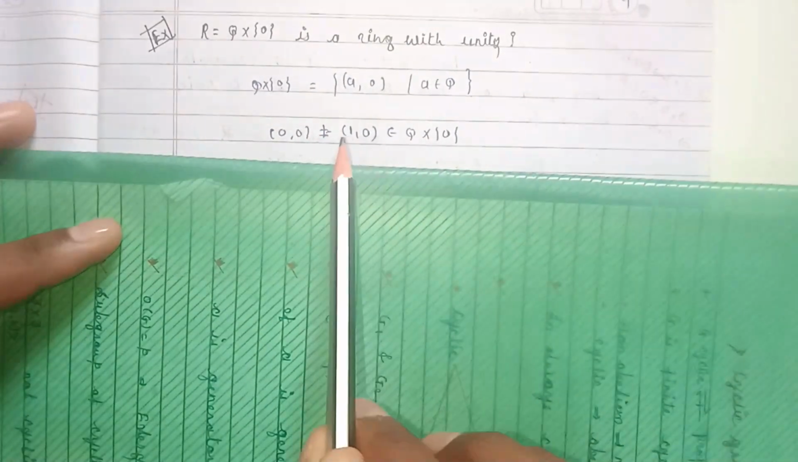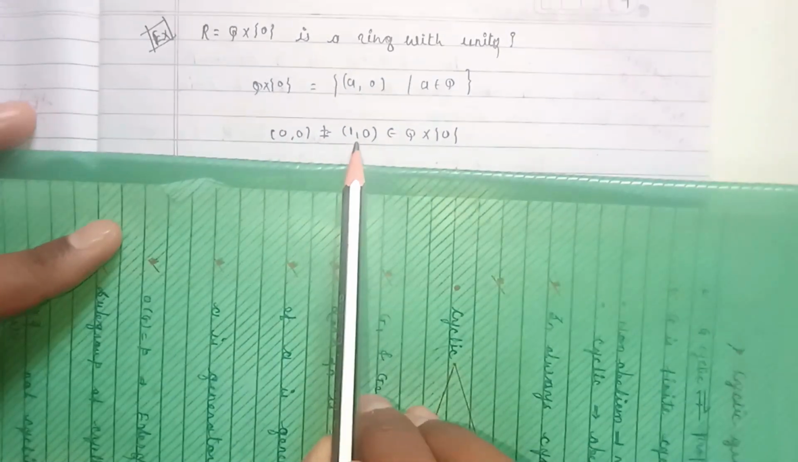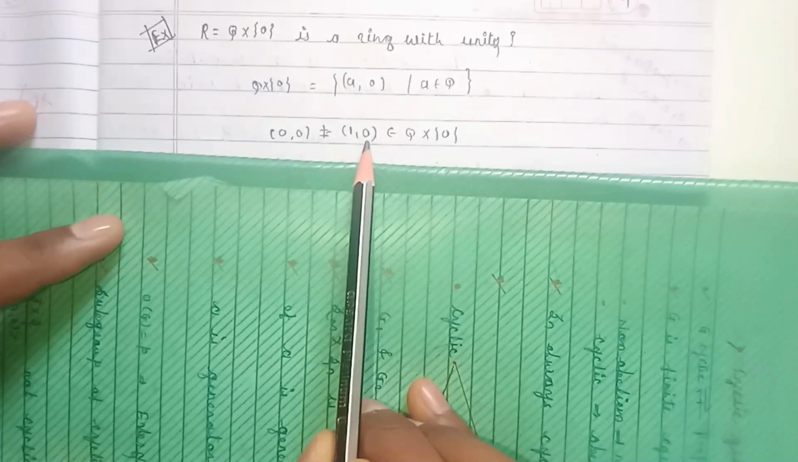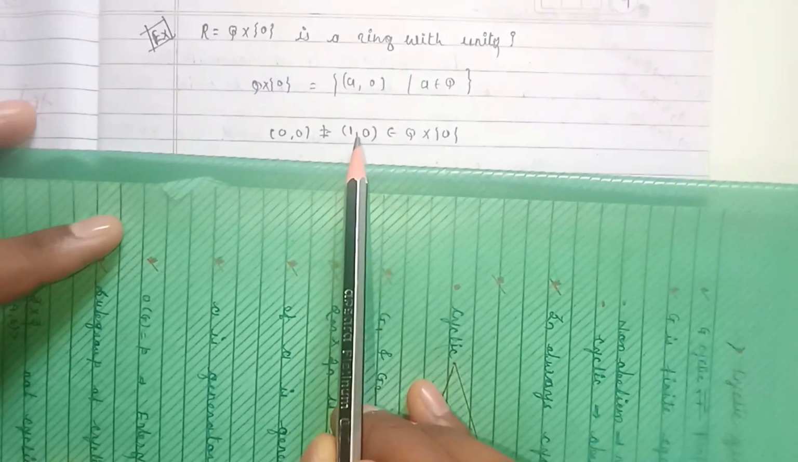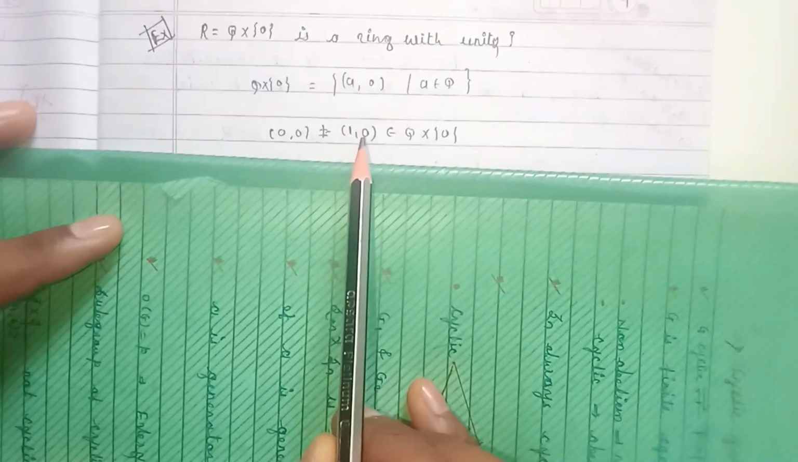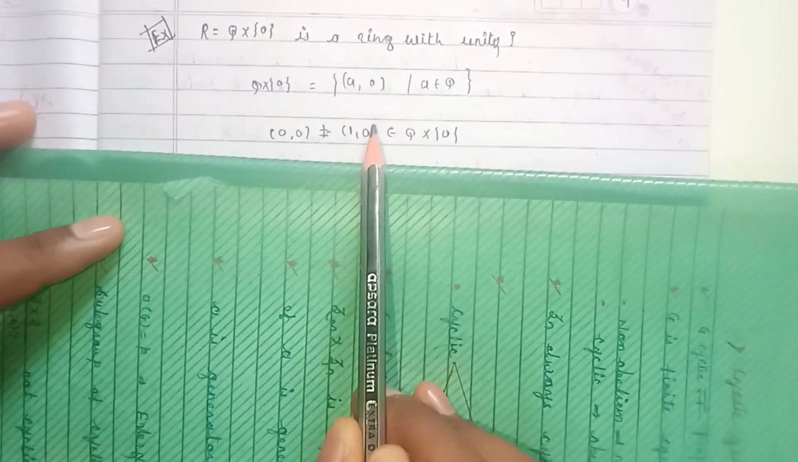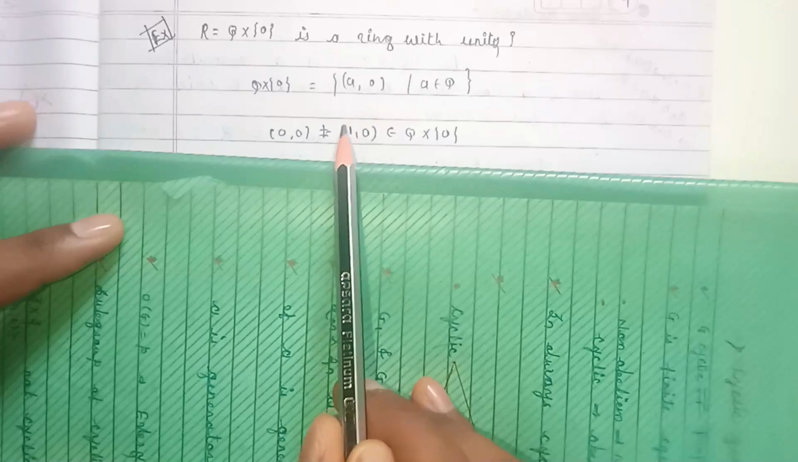So here I take (1, 0), which is a non-zero unit element. Its second component is 0, but the first is non-zero, so we say that this ordered pair is non-zero. Don't get confused about the second element. The second element is 0, but the first element is non-zero. So we claim here that (1, 0) is always a non-zero element from our ring.